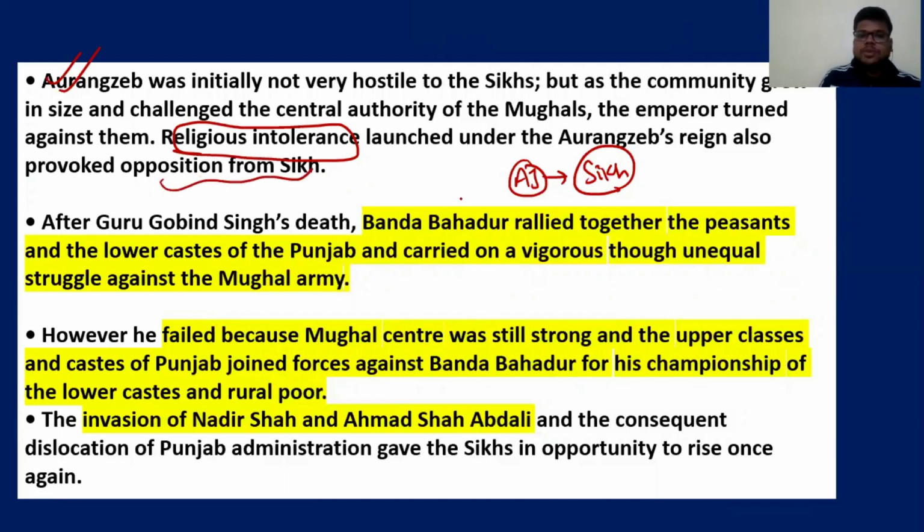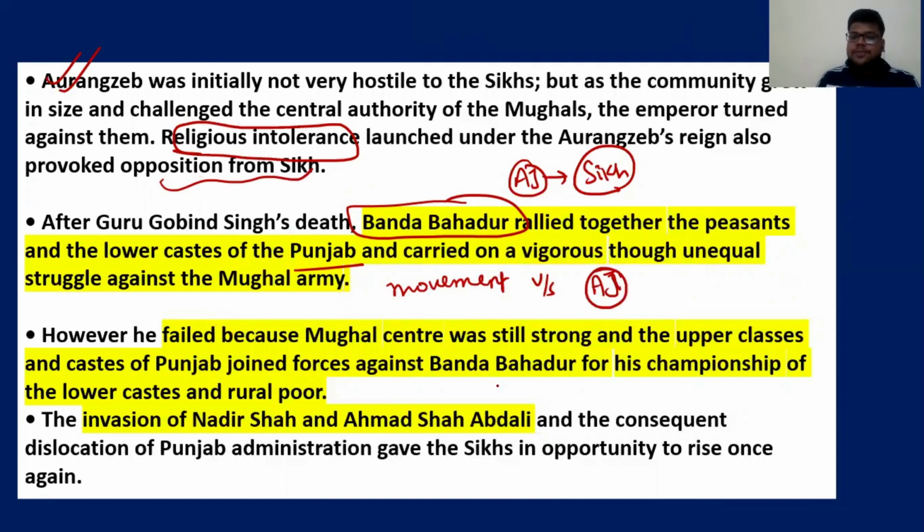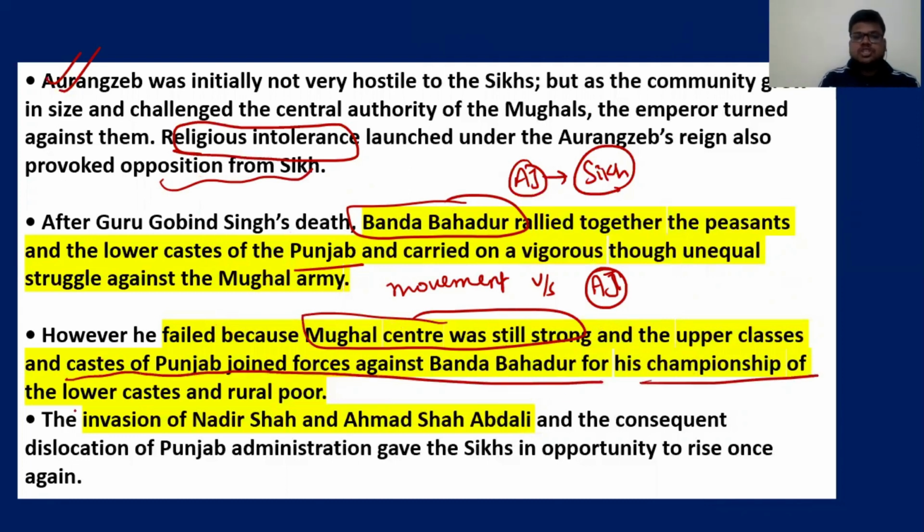After the death of Guru Gobind Singh, Banda Bahadur rallied together the peasants of the lower caste of Punjab, and he carried on a lot of movements against Aurangzeb. He failed because the Mughal center was still strong and the upper class of Punjab joined forces against Banda Bahadur for his championship of the lower caste and the rural people. So the upper caste joined the elite people.